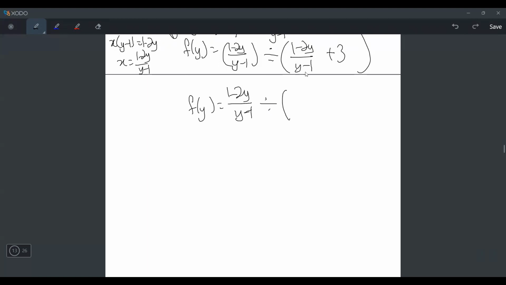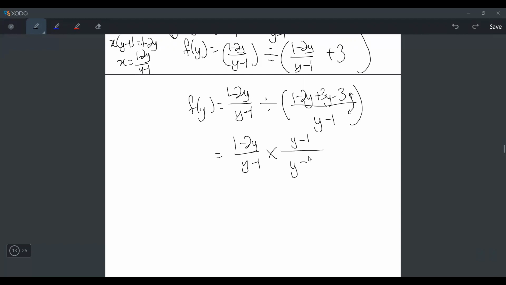Okay, divide what? This one you can change to single fraction. Y minus 2y. The 3 I will times with y minus 1. It will be 3y minus 3 like this. And once you do that, you can become single fraction like this. So now it will be 1 minus 2y over y minus 1. Divide becomes times, and then this one is flipped already, right? They switch place. So y minus 1 sits on top, and then the bottom is left with negative 2y plus 3y, which is 1y, and 1 minus 3, which is negative 2. And then cancel, you're left with 1 minus 2y over y minus 2.